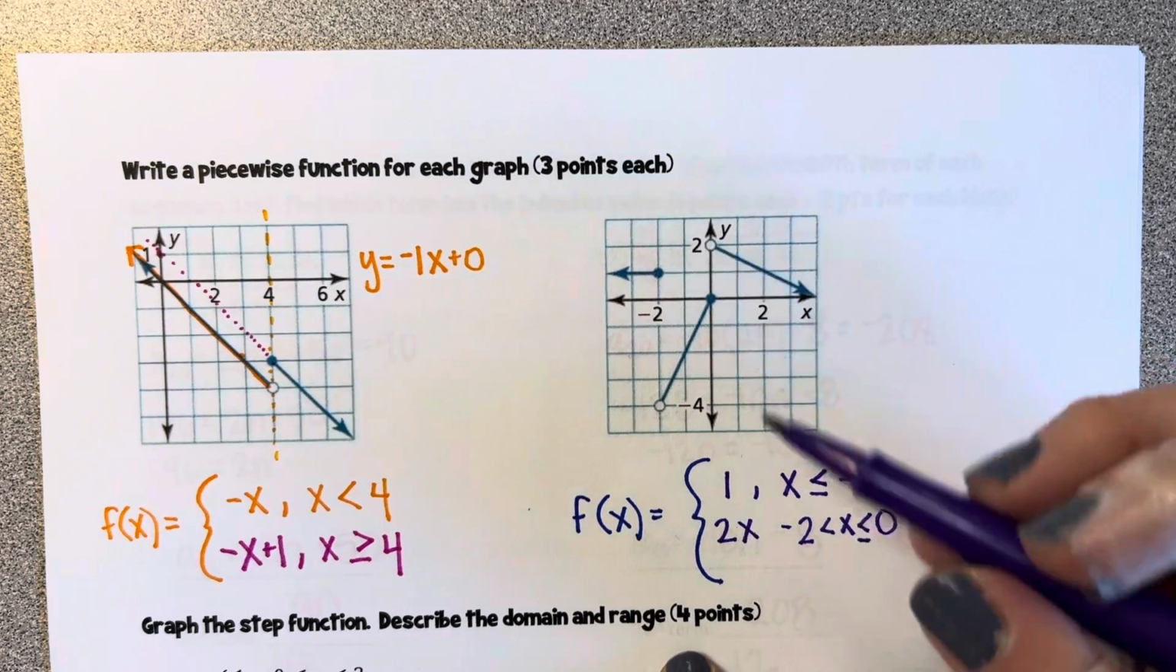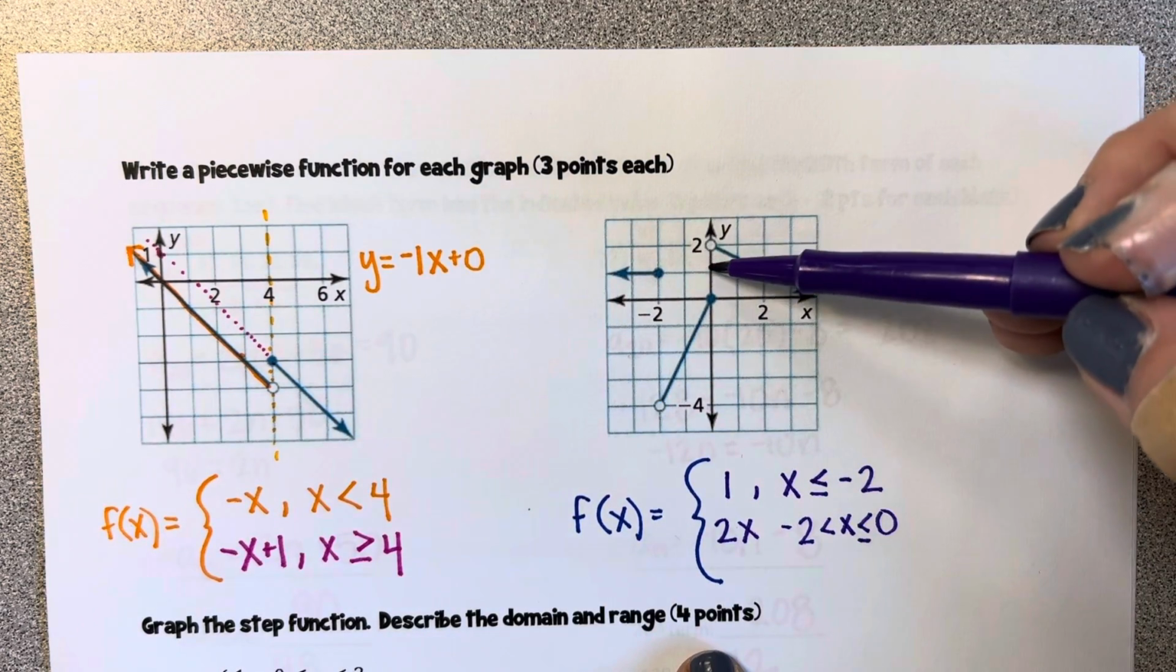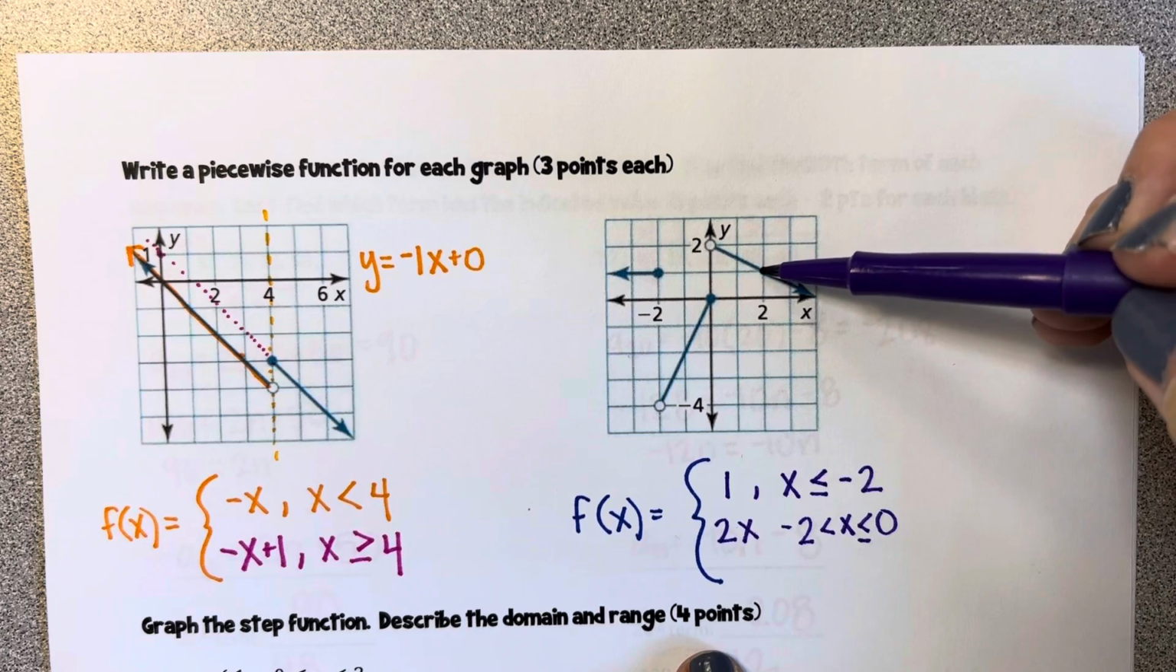And then the very last one, let's find the equation. We're going down 1 over 2.